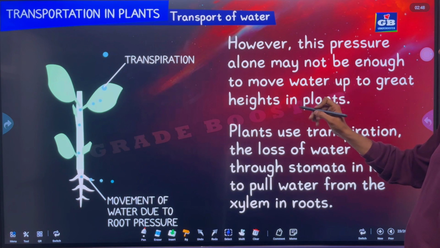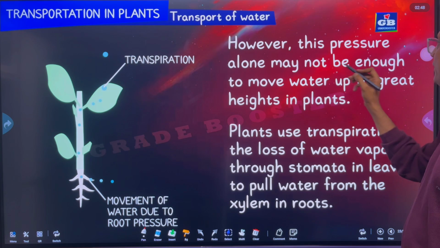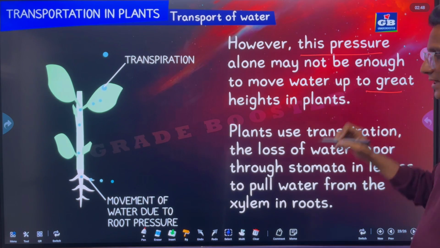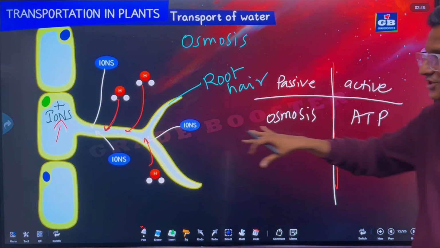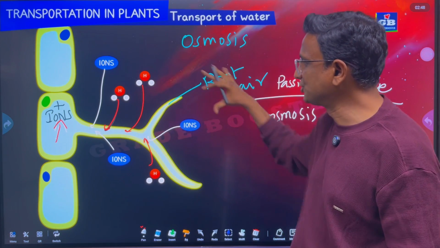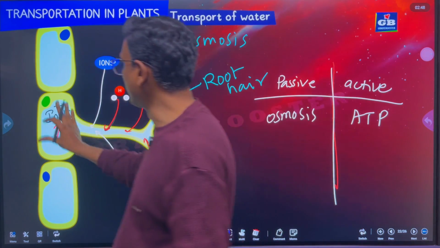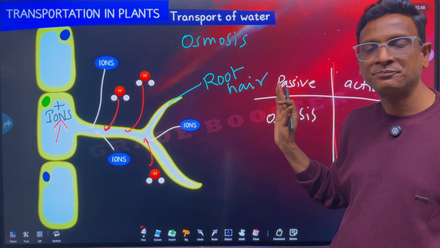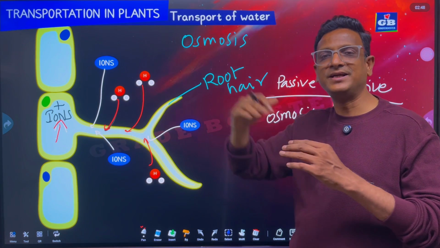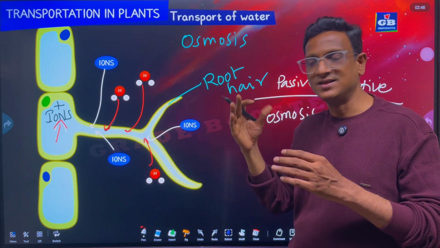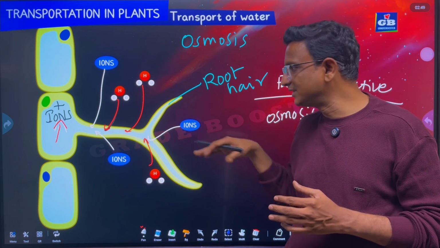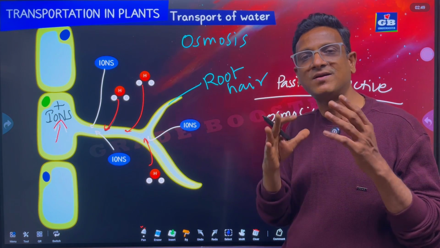So here is one more point, children. However, this pressure alone may not be enough to move the water up to great heights in plants. In the previous slide we have seen that root pressure is created by these ions. They create a pressure, so by that the water enters, but this is not sufficient to reach great heights. Some trees are very tall. In such cases the xylem cannot carry the water to those great heights, because the root pressure is not sufficient.